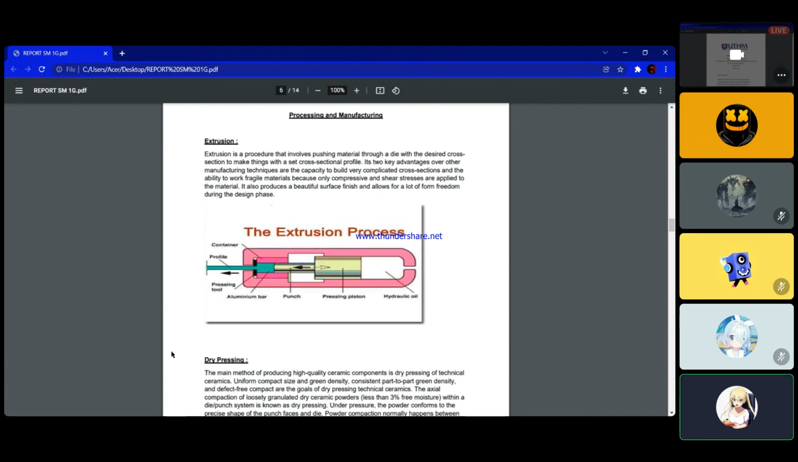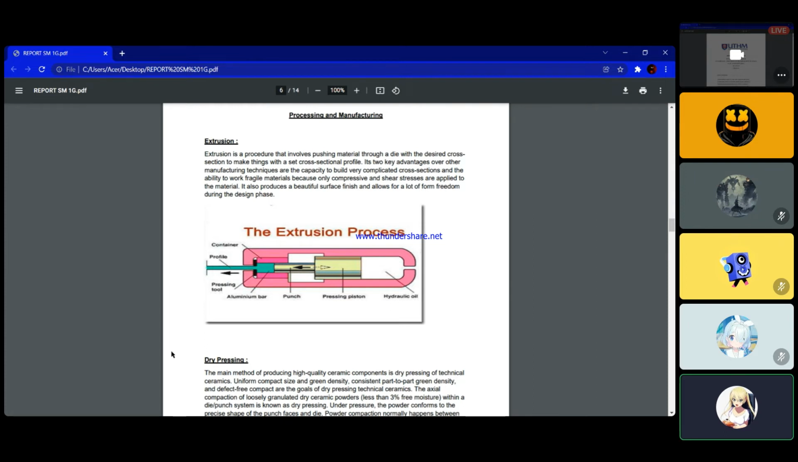Okay, for now, processing and manufacturing. There are several processing and manufacturing processes that have been identified to make wind turbines and solar panels. Firstly is the extrusion process. Extrusion is a procedure that involves pushing material through a die with the desired cross-section to make things with a set cross-sectional profile.